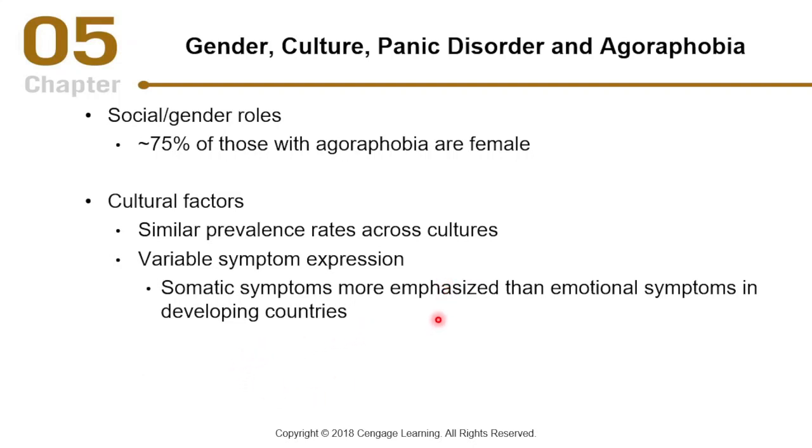However, there are some variable symptom expressions, like for example, somatic symptoms are more emphasized than emotional symptoms in developing countries. So, hindi sila nakatingin sa mood per se, anong nararamdaman mo. It's more on ano yung physical symptoms mo. Yun yung mas tinitingnan nila. And in countries like America, they look more at the panic or the physical symptoms of panic rather than the emotional state.